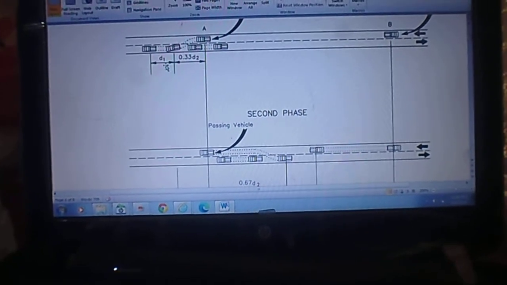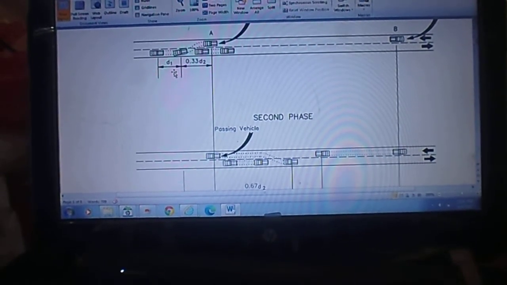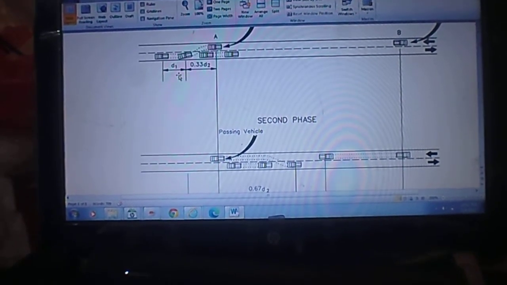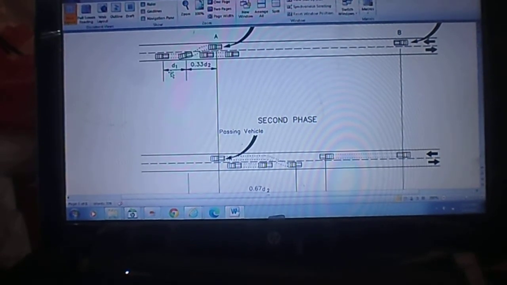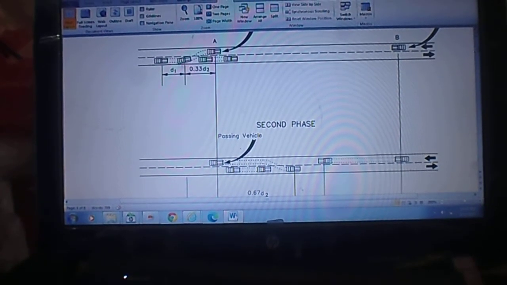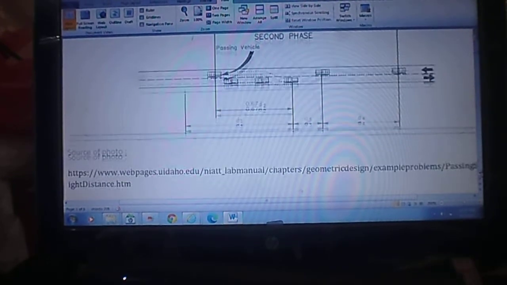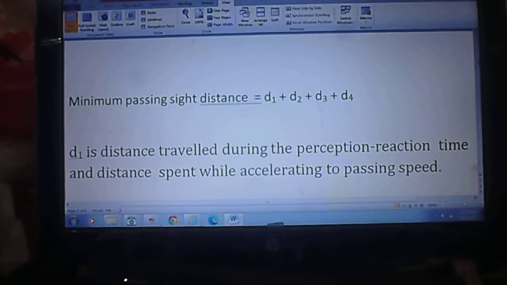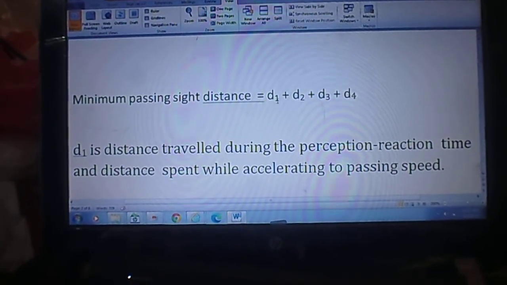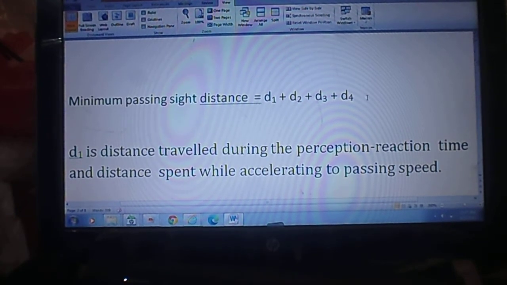The perception reaction distance is computed using the formula distance is equal to time times the speed. The time there is assumed to be 2.5 seconds. And the speed is the initial speed of the passing vehicle. So the minimum passing sight distance will be equal to D sub 1 plus D sub 2 plus D sub 3 plus D sub 4.